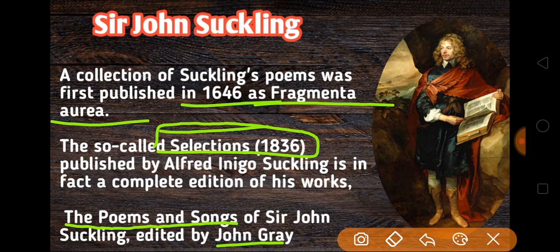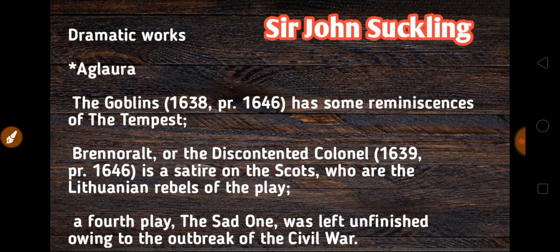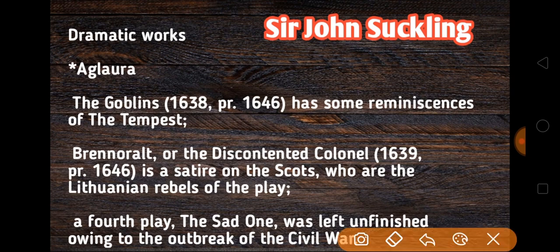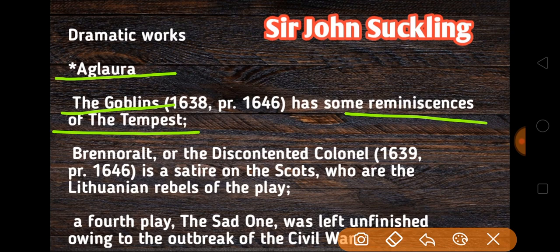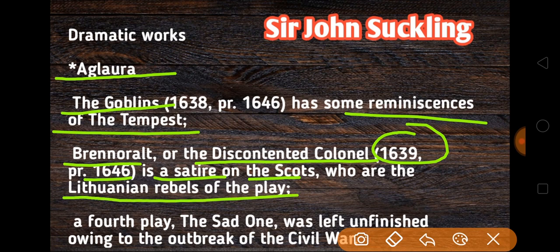It consists of poetry of Sir John Suckling, and he has written some dramas. Aglaura is an unsuccessful drama, and The Goblins has some reminiscence of The Tempest. Brennoralt, or The Discontented Colonel, which was written between 1640 and 1646, is a satire on the Scots, who are the Lithuanian rebels of the play. The fourth and last of his plays, The Sad One, was unfinished, owing to the outbreak of civil war.